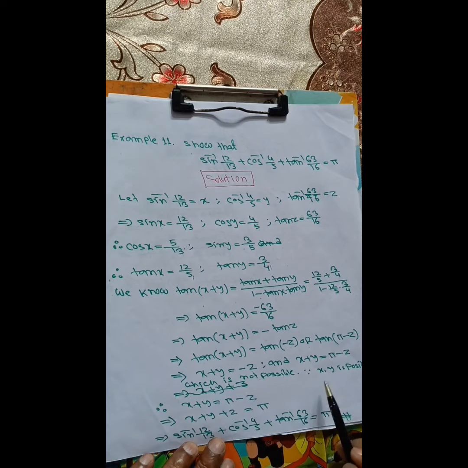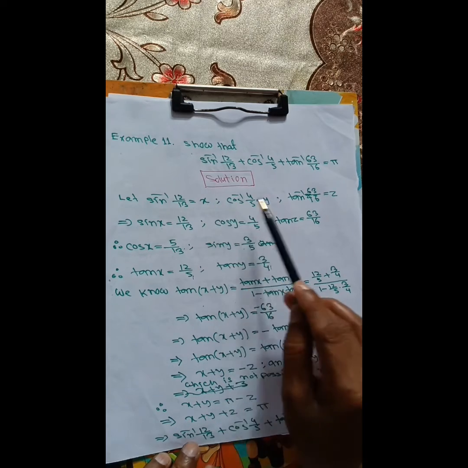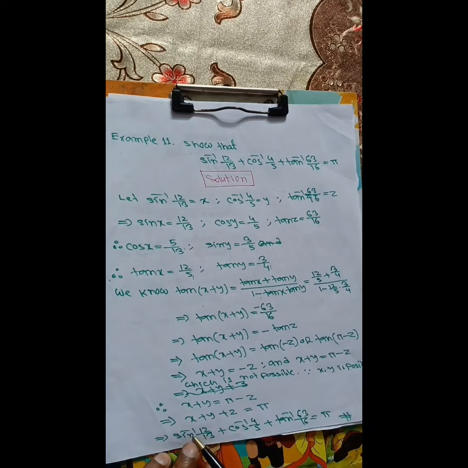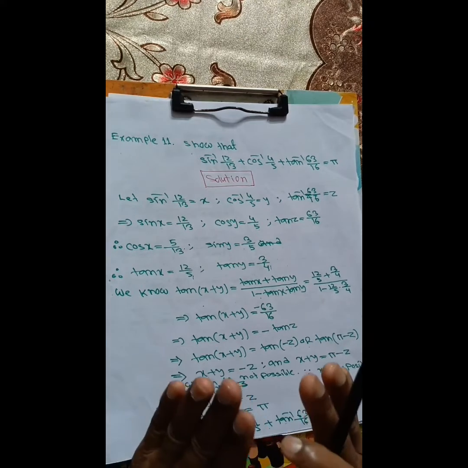So, since x and y are positive, we can take x plus y is equal to pi minus z. This implies x plus y plus z is equal to pi. Now we replace the values of x, y, and z. Then we get sin inverse 12 by 13 plus cos inverse 4 by 5 plus tan inverse 63 by 16 is equal to pi. Very important problem from the examination point of view.